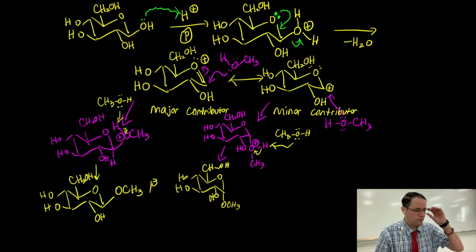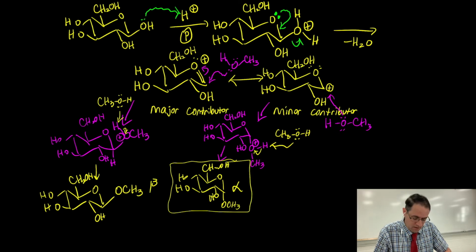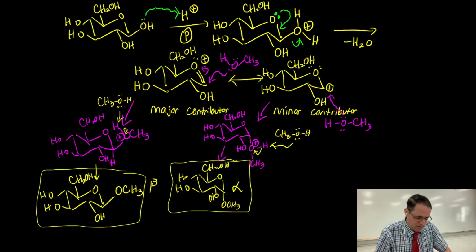Now, the exact ratio of these are going to depend on the sugar that you're using, but you normally get most of the alpha isomer, okay, the major product is going to be the alpha isomer, and the minor product is going to be the beta isomer. So let me write that down. Okay, so this is the major, and this is the minor. Okay. All right, so that's how you make methyl ethers. Okay.